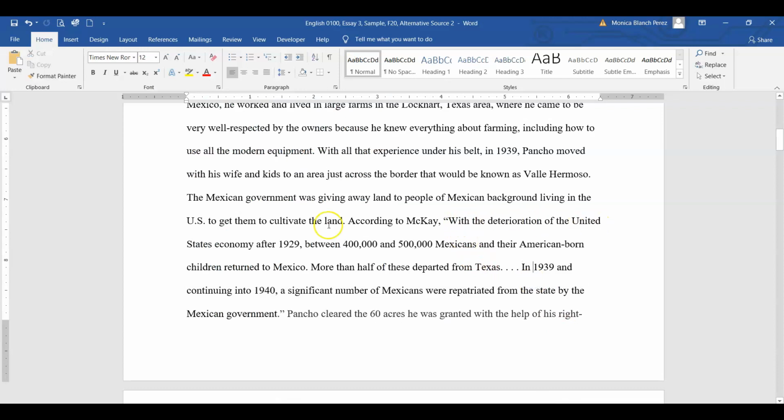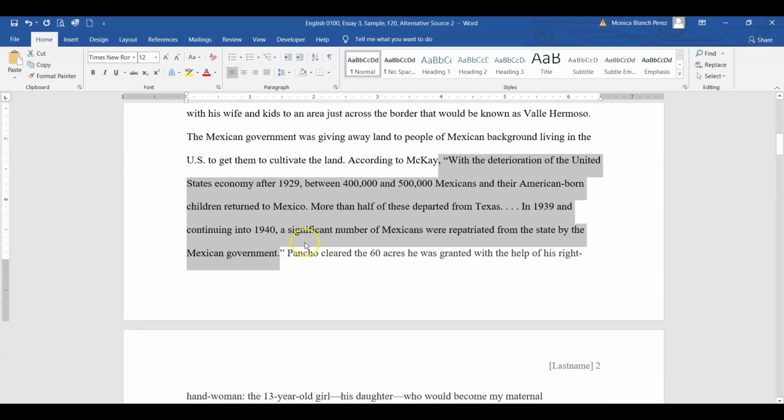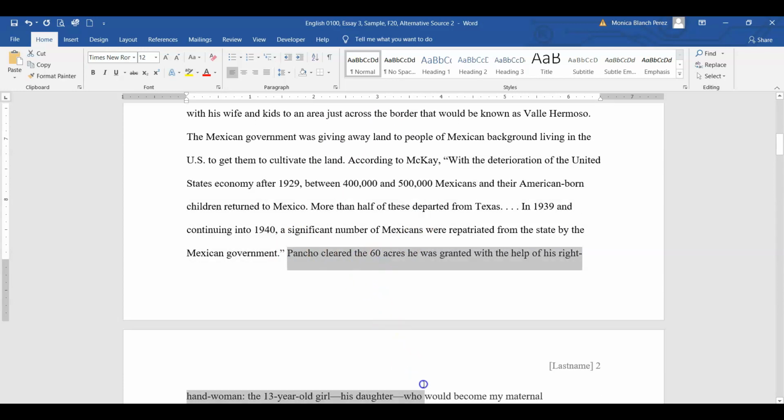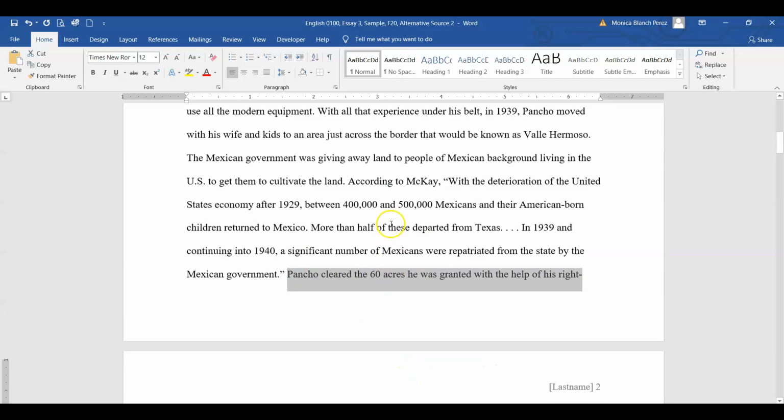So with the deterioration of the United States, between many Mexicans and American children, American-born children returned to Mexico. More than half of these were repatriated from Texas. In 1939 and continued to 1940, a significant number of Mexicans were repatriated from the state by the Mexican government. So this is also a very good quote, right? Because it's just like what my mom told me about in the interview. And then it continues, Pancho did this and that with the land and blah, blah, blah, right?